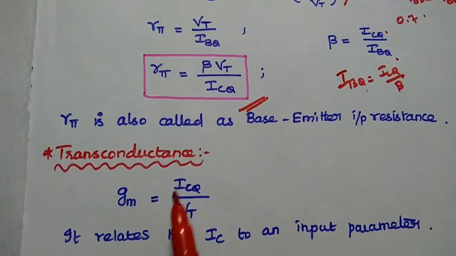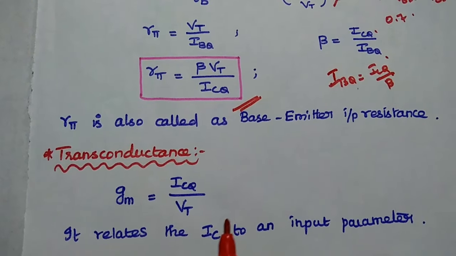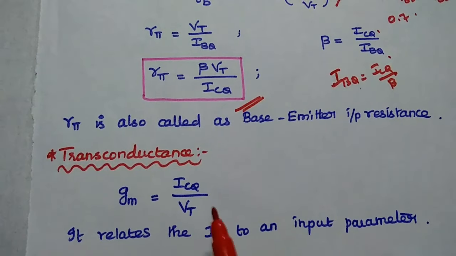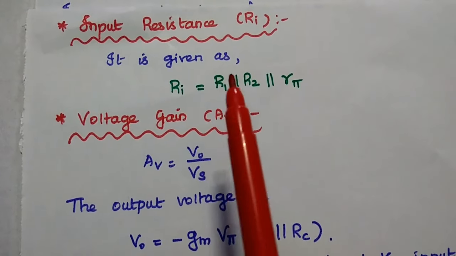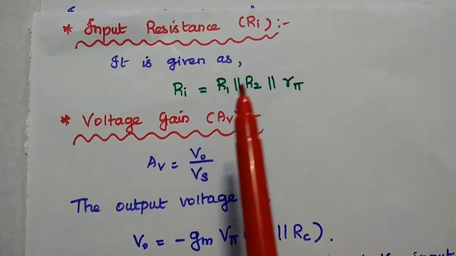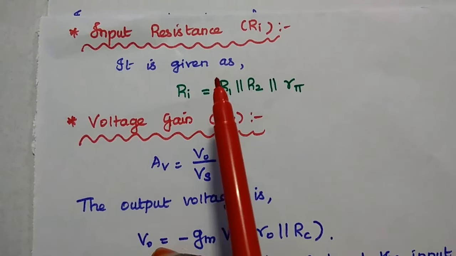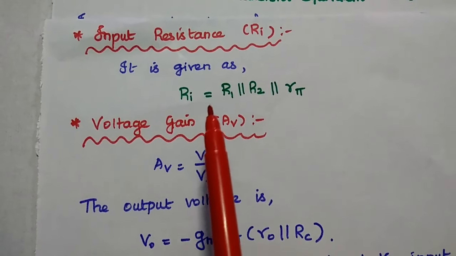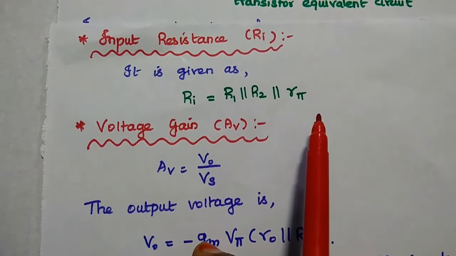So next one is transconductance. It relates the output current to the input parameter Vt. So Gm is nothing but what? ICQ by Vt. Next we are going to analyze the characteristics of CE amplifier. The first one is input resistance Ri. It is the parallel combination of R1, R2 and R pi, correct?